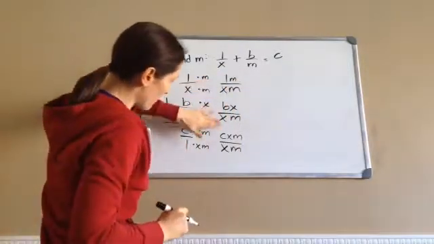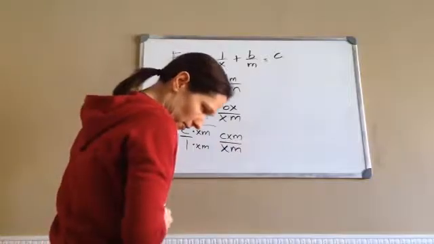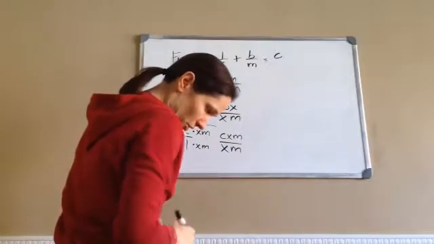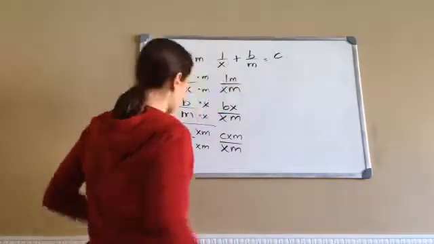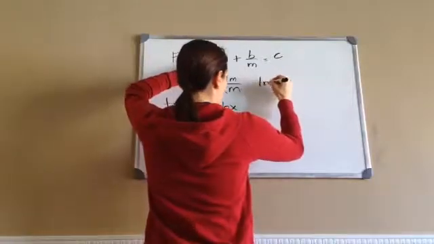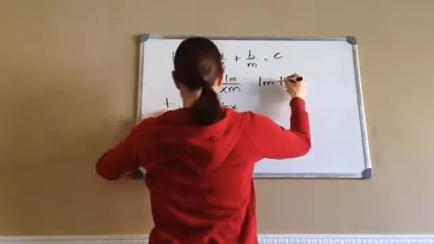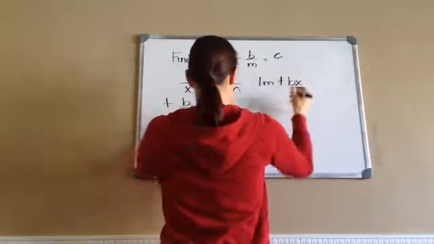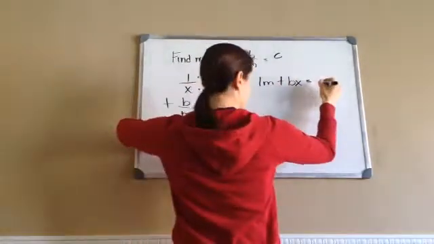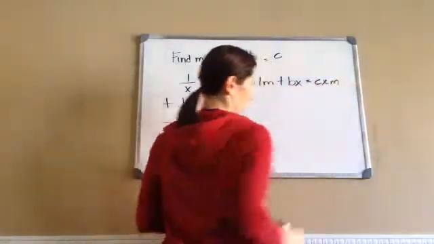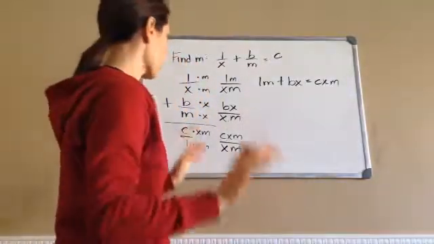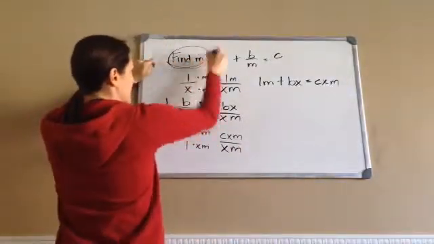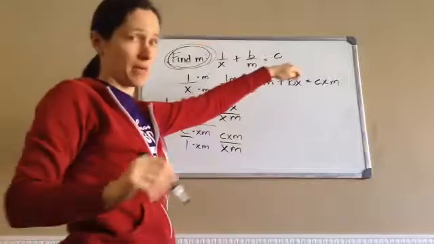Alright, now that you have all the same denominator, what you're going to do is write down all of your numerators. Again, 1m plus the bx equals cxm. Now, this is where it gets confusing, but I want you to really pay attention. The key is this, find m.